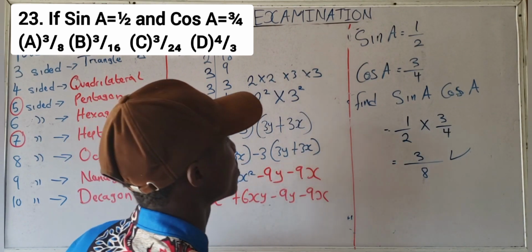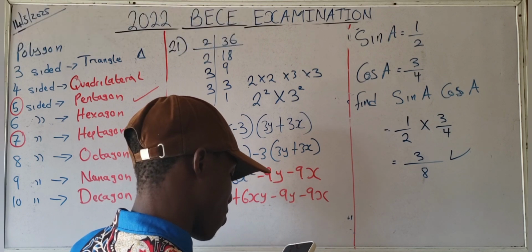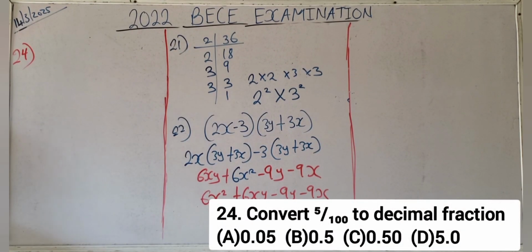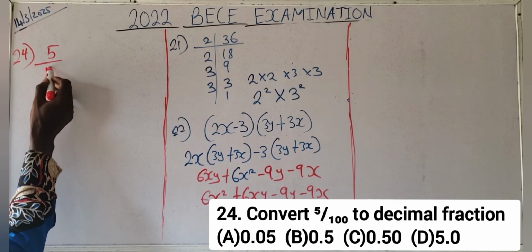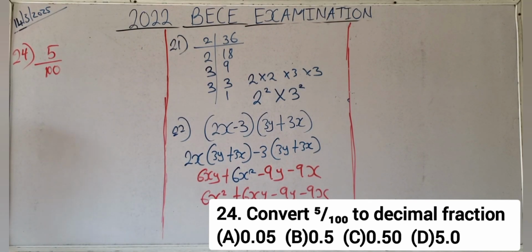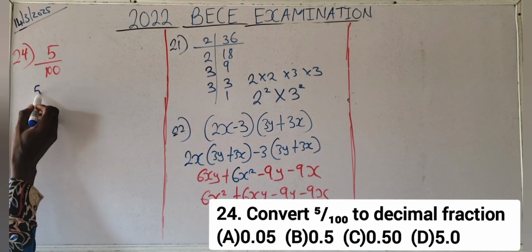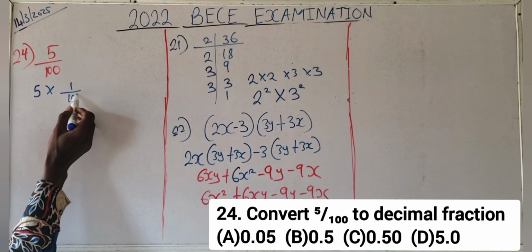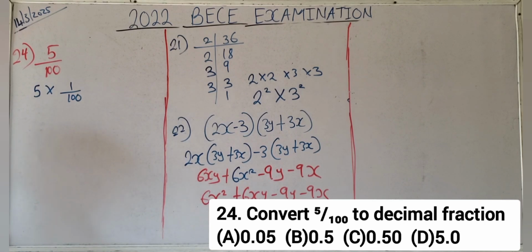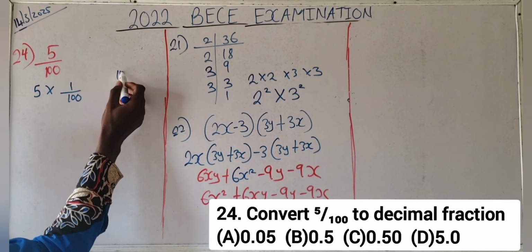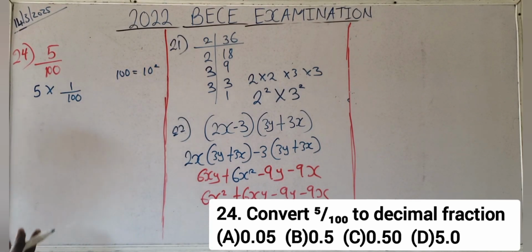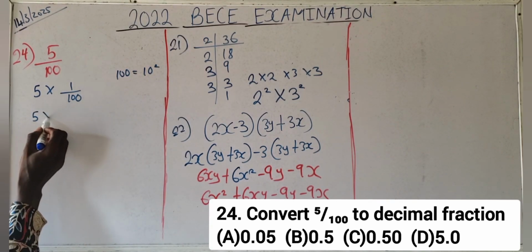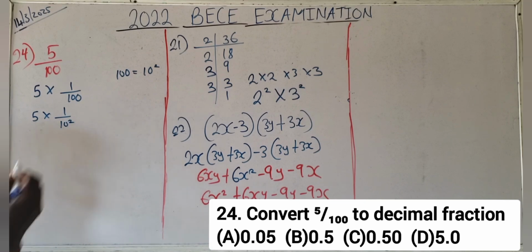Now, let's proceed to question number 24. Convert 5 over 100 to decimal fraction. Now, pay attention. You see, 5 over 100 can be written as 5 times 1 over 100. You understand? Are you paying attention? And you know that 100 can be written as 10 raised to the power of 2. I'm very sure you know. So, here, I can write it as 5 times 1 over 10 raised to the power of 2.